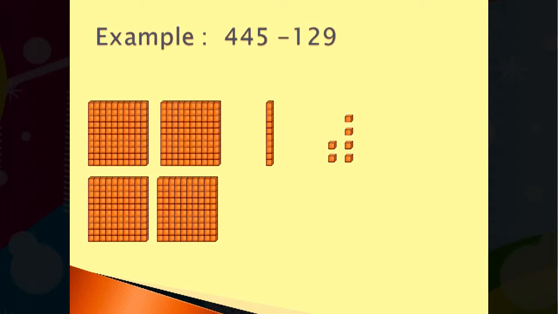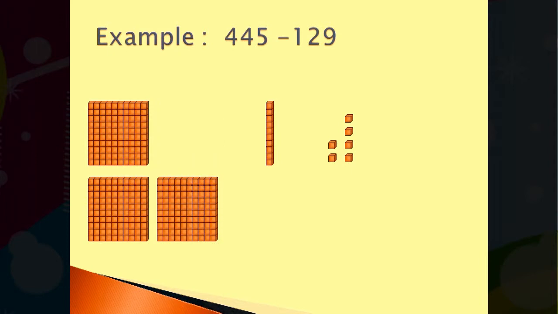Now let's move on. We're now going to work with our 100 blocks. There are 400 blocks there, but we are going to subtract 1 from it. Let's do that. Now we have 300 blocks remaining. Can you tell me now what number the remaining blocks represent? If you said 316, then you are correct.